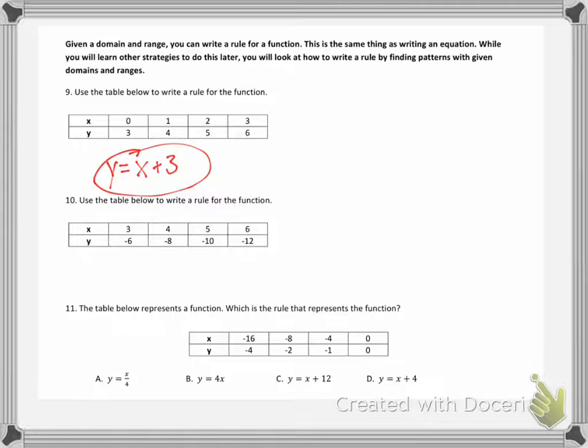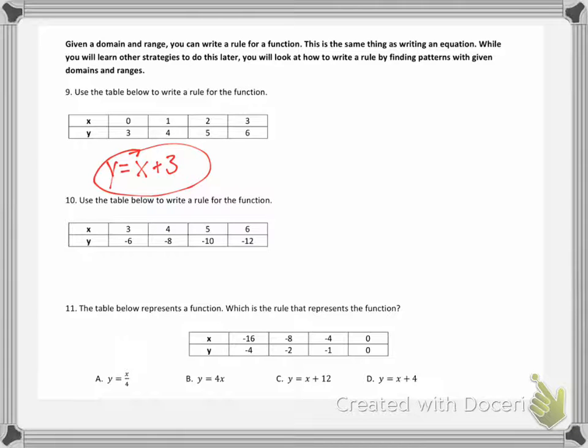If I look at the next table here in number 10, same deal. How can I get from x to y in each column each time? So I see 2 logical options for the first column here to get from 3 to -6. You can multiply by -2 or subtract 9. Both would be logical options.